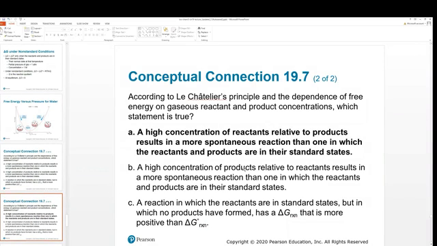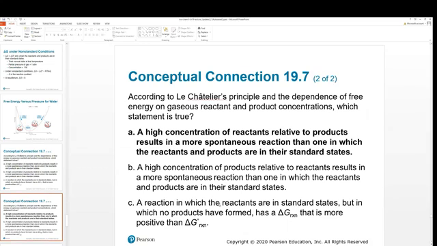Let's say B, a high concentration of products relative to reactants. So that's the opposite, meaning the reaction has already happened mostly. Results in a more spontaneous reaction than, no, that's not true. It results in a less spontaneous, at least forward reaction. The reverse reaction might be spontaneous.